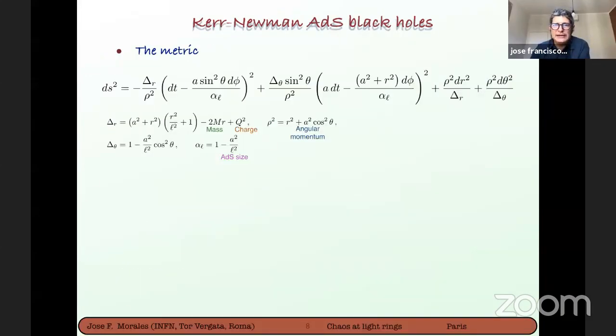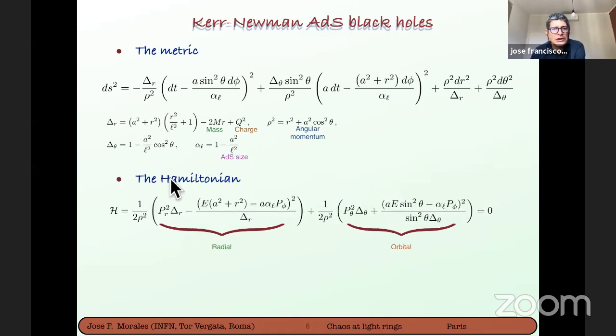Okay, that's all I have to say about spherically symmetric black holes. What I will do now is apply the same steps to more and more complicated geometries. I start with Kerr-Newman AdS black holes. Now the situation is slightly more complicated. We have a mass m, charge q, angular momentum a, and AdS size l. And here is the metric, with all the details.